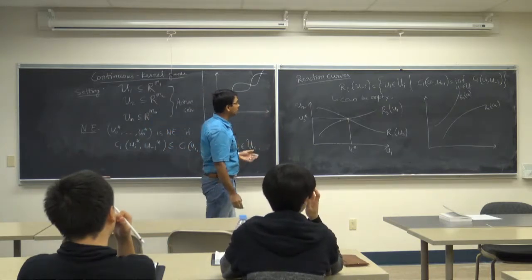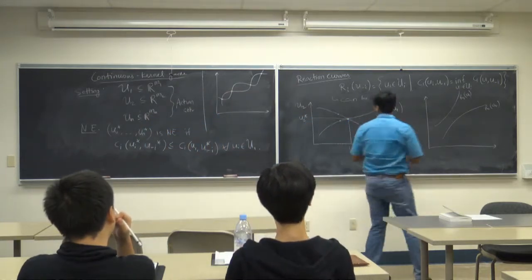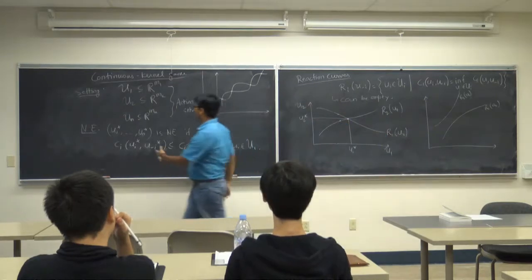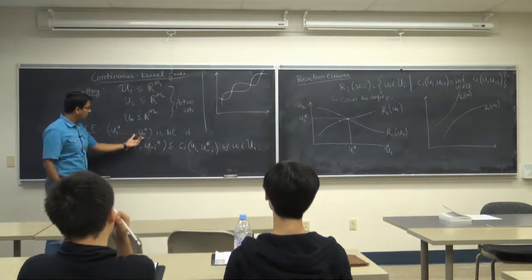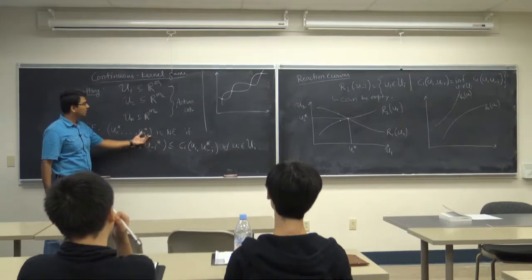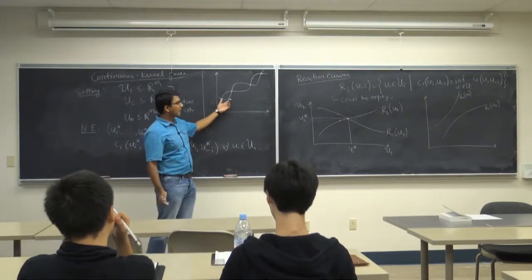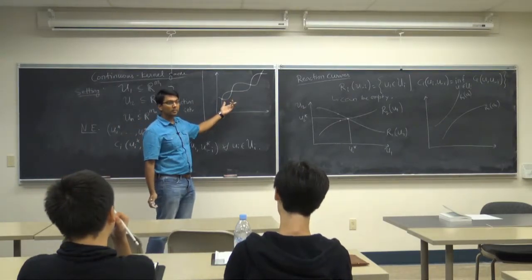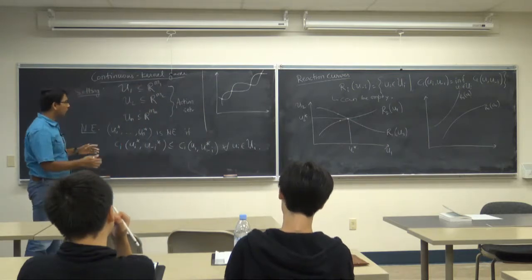So in general, U1 star all the way up to UN star is a Nash equilibrium if the reaction curves meet at that point. Okay, equivalent definition. So they are all best responses of each other.